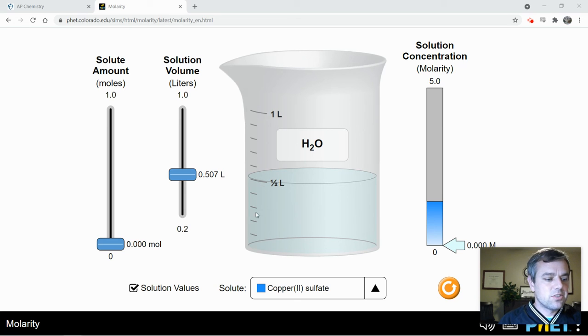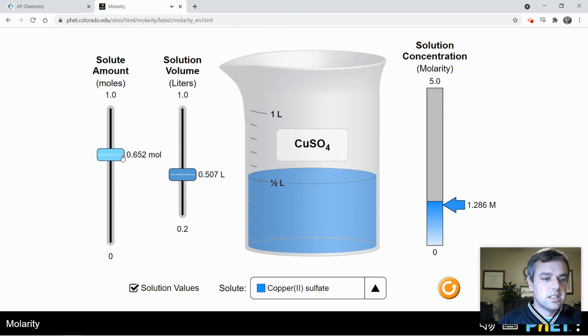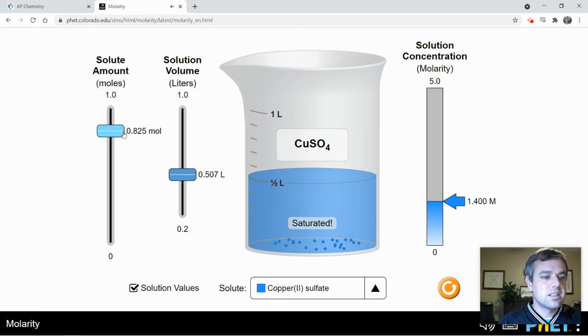And we can look, for instance, here's some water. And as I start adding some copper sulfate to that, it's still dissolving, still dissolving, until suddenly we reach the point where the solution is saturated. And beyond that point, it's no longer favorable for more of it to dissolve.